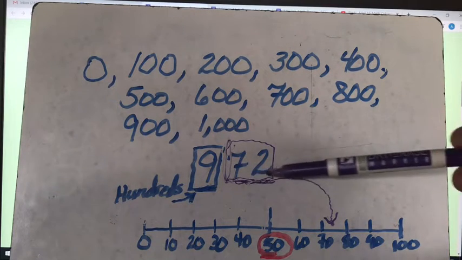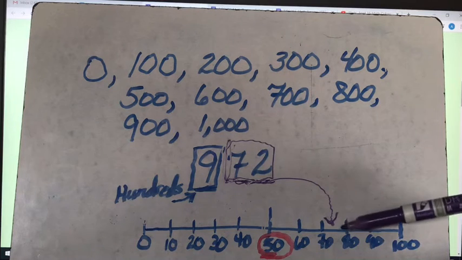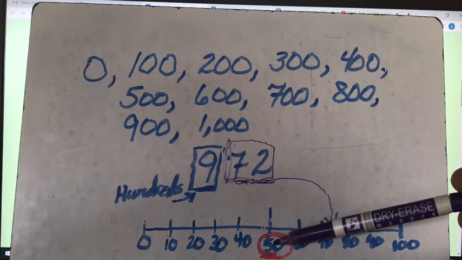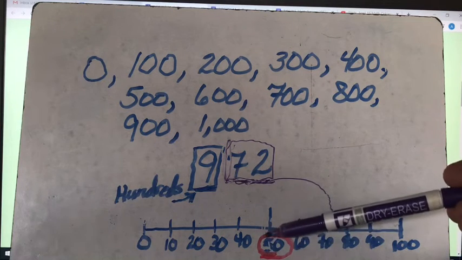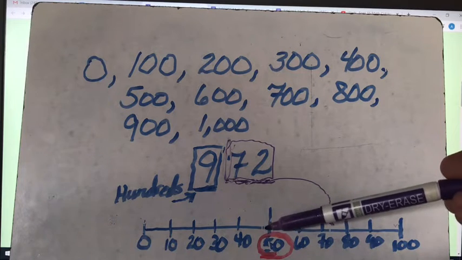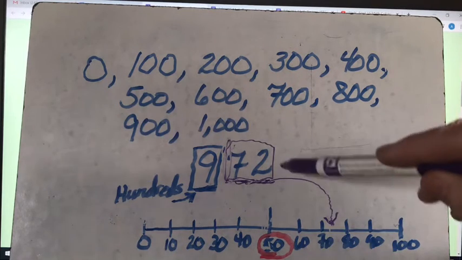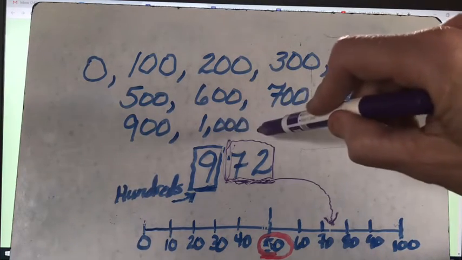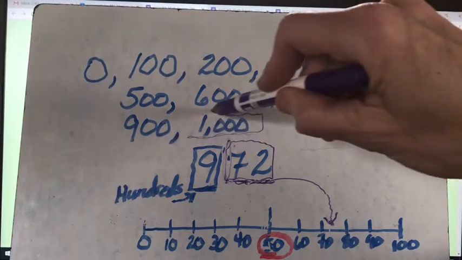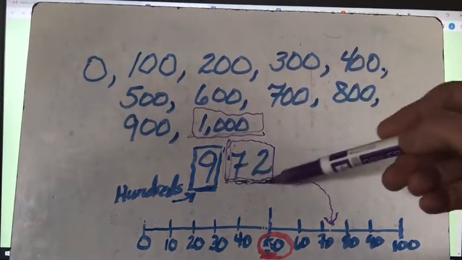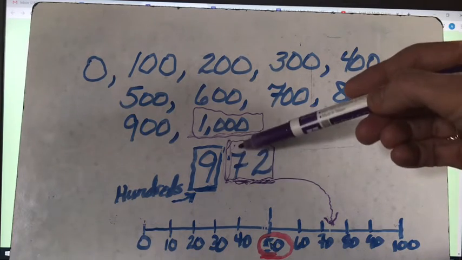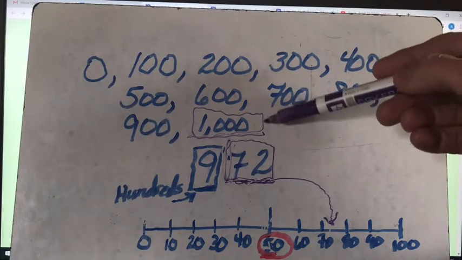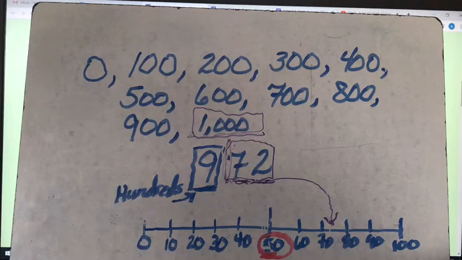So 72, let's look at where it falls on this number line. 72 falls right here, right between 70 and 80. And I follow that key: 50 or more, or 5 or more. So 50 or more means that my number's going to round up. 50 or more, we go up. So we round up to 1,000 as our answer. 972, the 72 causes the 900 to round up to the next 100, which is 1,000. So our answer for that one is 1,000.